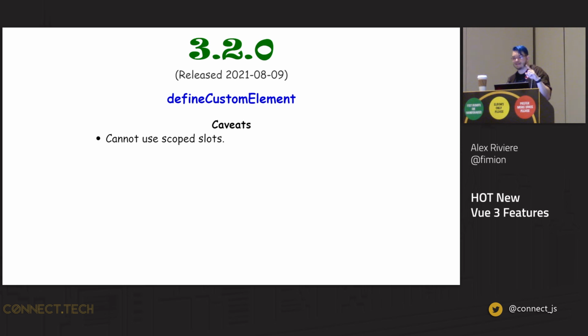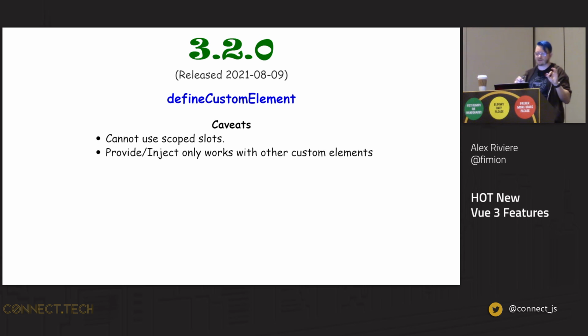However, I say that provide and inject works. Provide and inject only works with other custom elements. So if you are using a web component version of a Vue component, it will work with other web component versions of a Vue component. But if you try to put that web component version of a Vue component inside of a Vue application and inject some data into it from data that is provided from the Vue application, or the reverse, not going to work. So that is something to be aware of. There's a boundary there that is not going to be crossed.